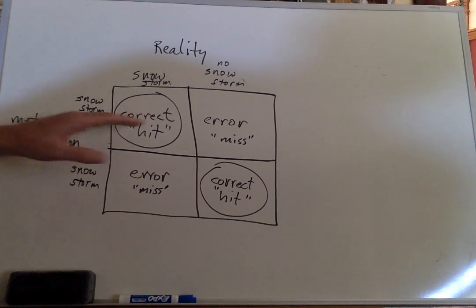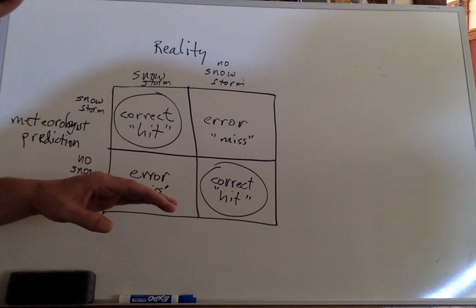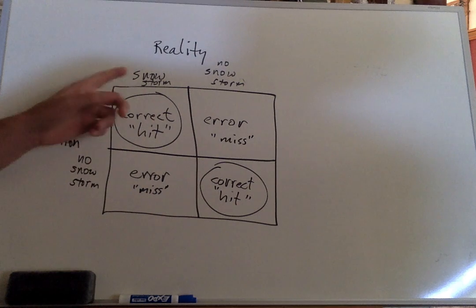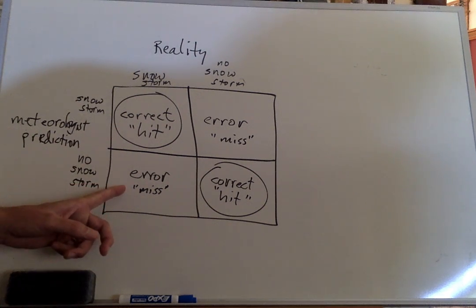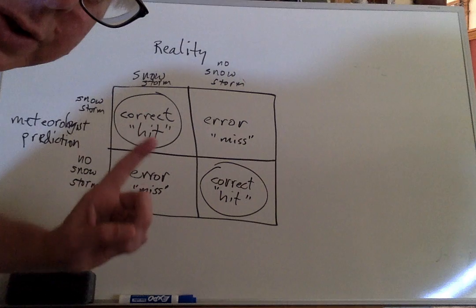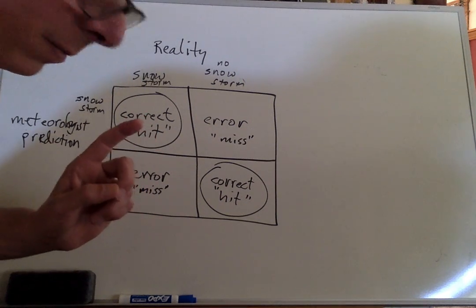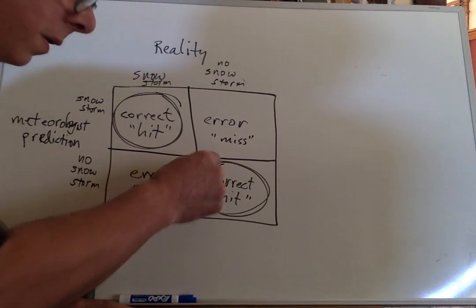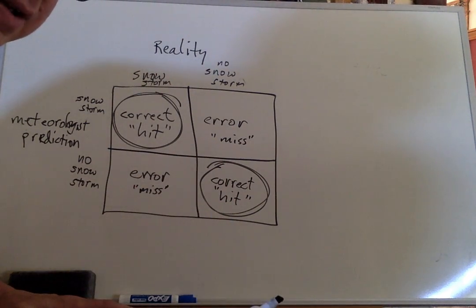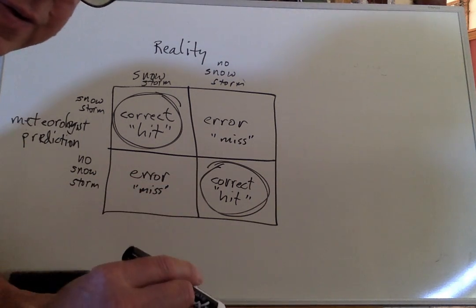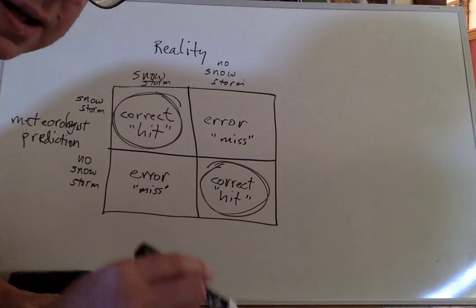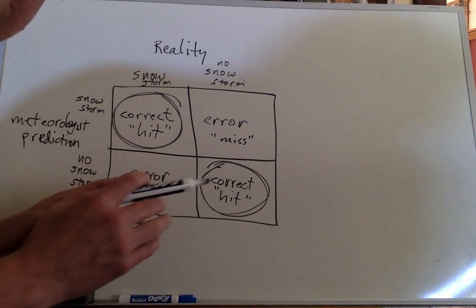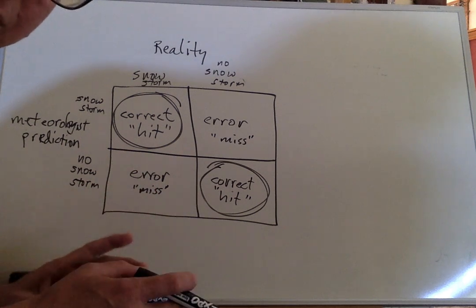Weather prediction: the storm never came, and that's an error. Well, there's another error. Meteorologist predicts no snowstorm, but then a big storm comes. That's an error. Here's my question to you. Of course we want to be here or here. I want the weather person to be correct. But if they're going to make a mistake, is there one of these errors that's better than the other?